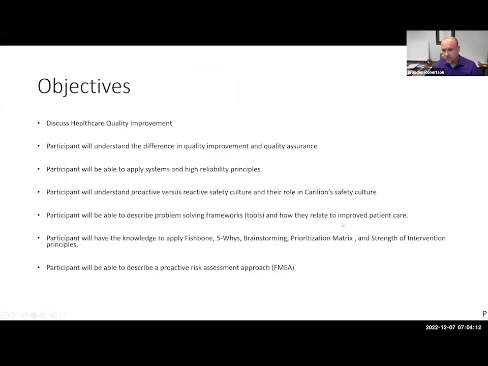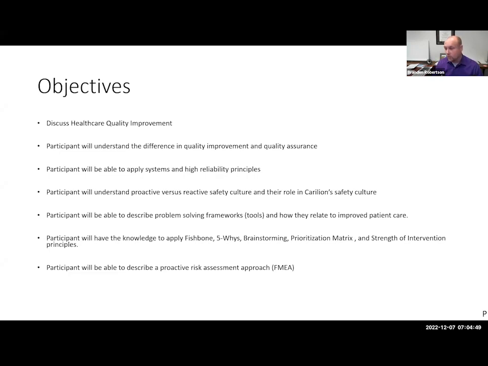So a couple objectives. I realize that some of these things are probably things that you may know about, but we'll dive a little deeper into some of them. We're going to discuss healthcare quality. That's not as clear as it sounds, what the difference between quality improvement and quality assurance is. Quality assurance has this negative connotation that many people associate with healthcare quality improvement, which is truly not the same whatsoever. We're going to talk about systems thinking and how to look at things from a broader perspective and how one thing impacts others.